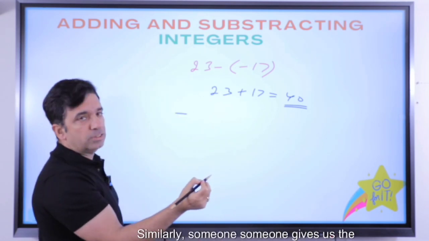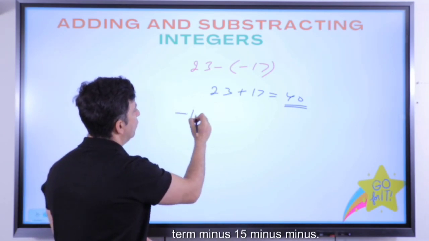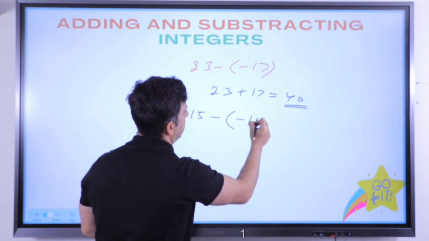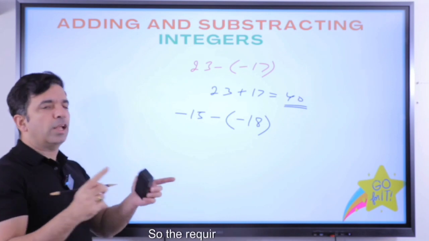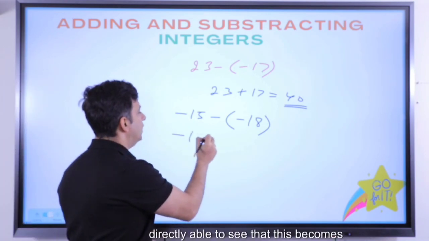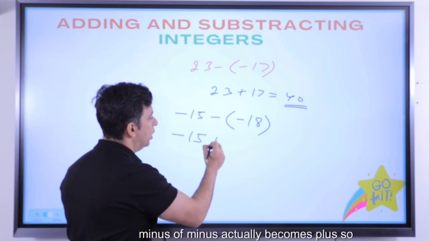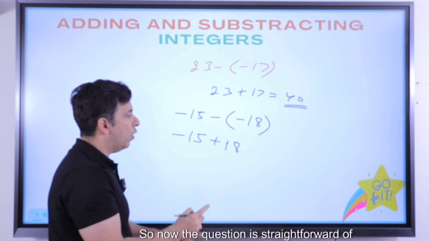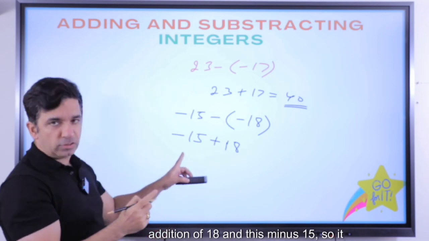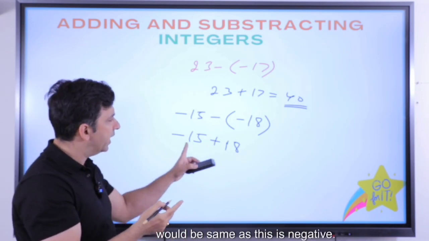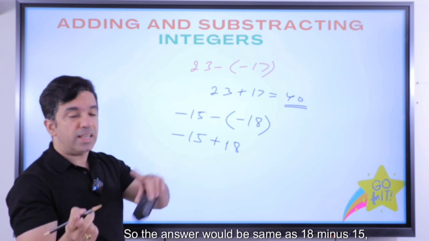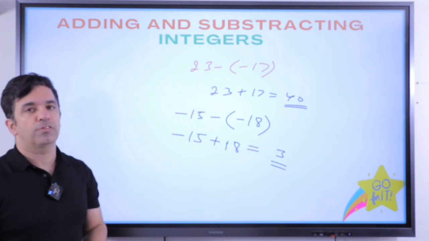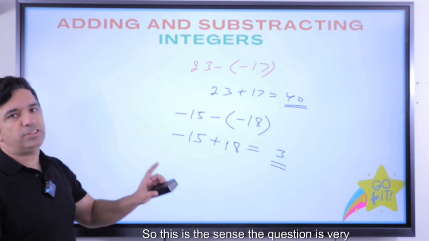Similarly, someone gives us the term minus 15 minus 18. So the requirement is this, that we are directly able to see that minus of minus actually becomes plus. So this would become plus 18. Now the question is straightforward, the addition of 18 and minus 15. So this is negative, this is positive. So the answer would be 18 minus 15, which is 3, and it would be positive. So this is the sense. The question is very straightforward.